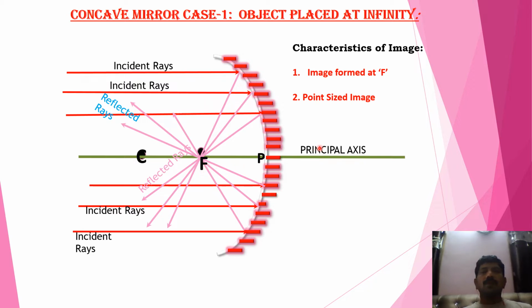Now, what are the characteristics of the image formed when the object is kept at infinity? The image is formed at focus. What type of image is it? Point size image. Point size image means a very small size image is formed on the principal axis at the point of focus.